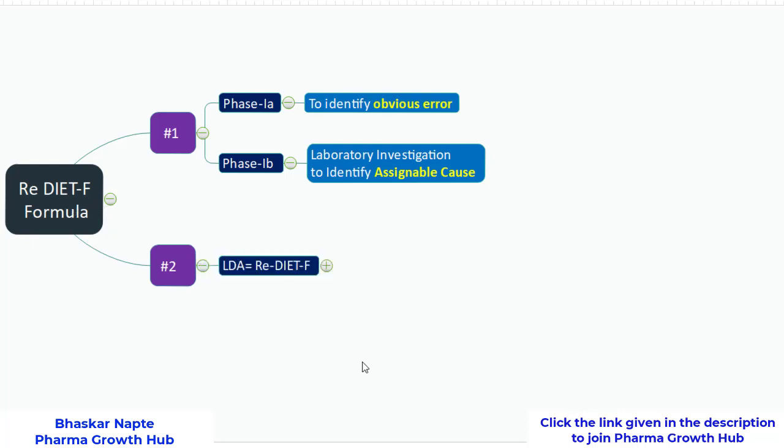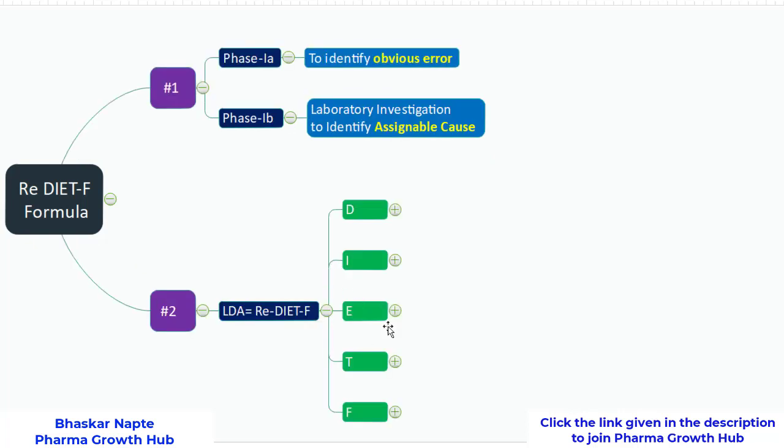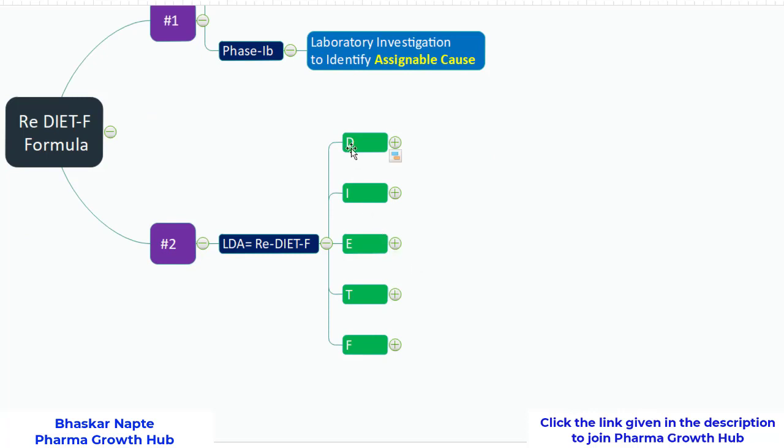So to understand the lab data accuracy, LDA equals ReDIET F. Now this is the equation, and you are going to prove whether the lab data during the original analysis was correct or it was not correct. Let me explain the ReDIET F formula. And here are the terms D, I, E, T and F.